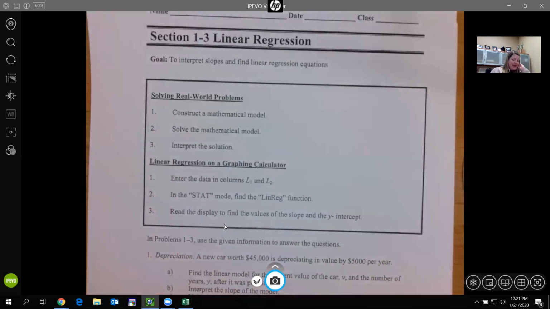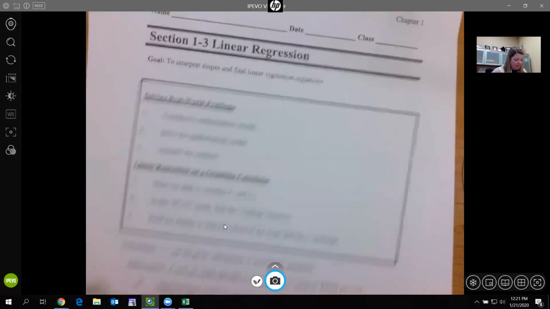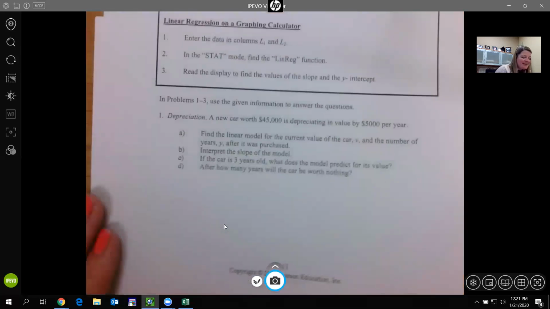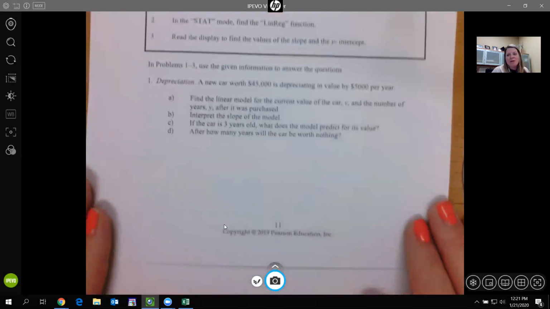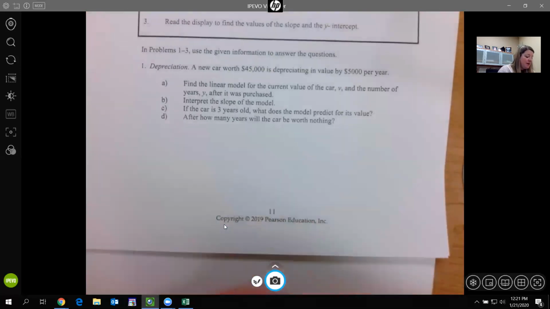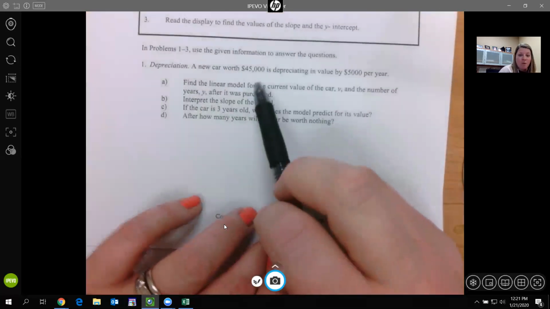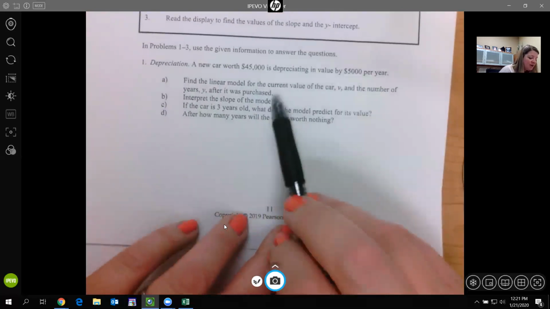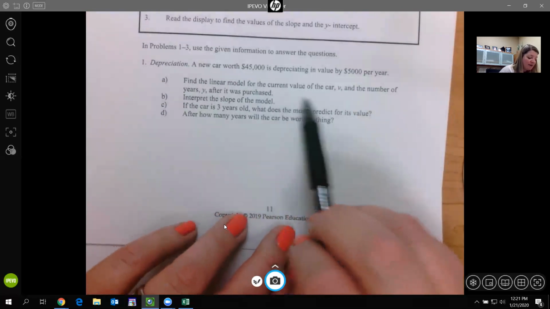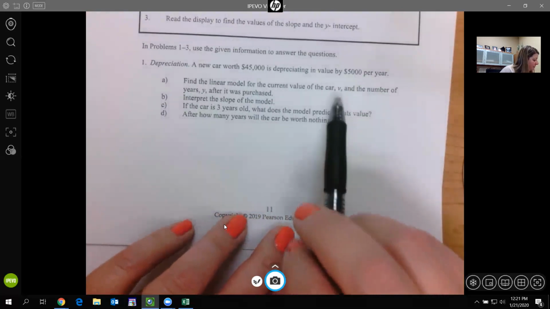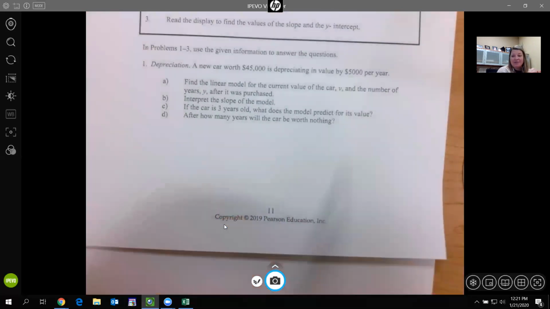So let's look at this first problem here. It's not quite going to be one that we're going to do on the technology yet, but let's walk through this. So we have depreciation. A new car is worth $45,000 and is depreciating at $5,000 per year. Find the linear model for the current value of the car, V, and the number of years Y after it's purchased. Okay, so we have to think of the slope.